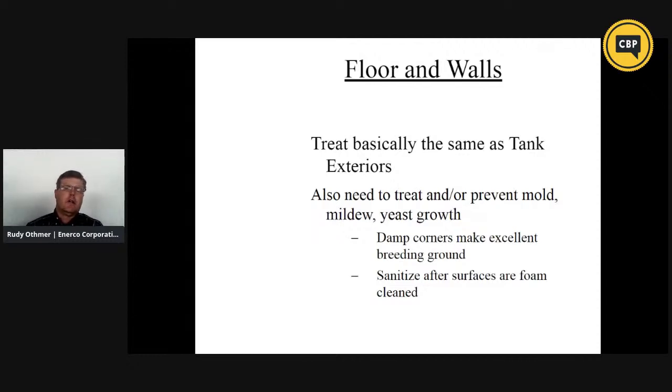So take special care to squeegee those areas as dry as you can get them if the floor is not quite right and doesn't naturally tilt toward the drain. You can also use your sanitizer on those surfaces as well to keep your mold and mildew down.